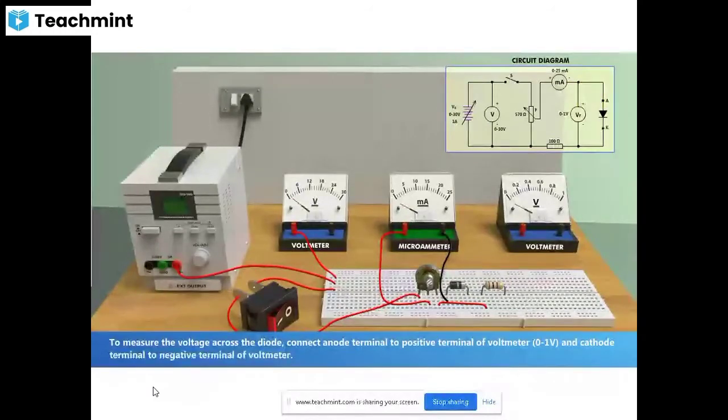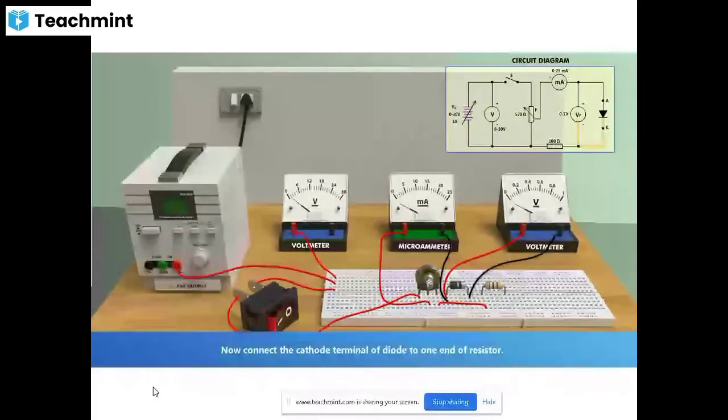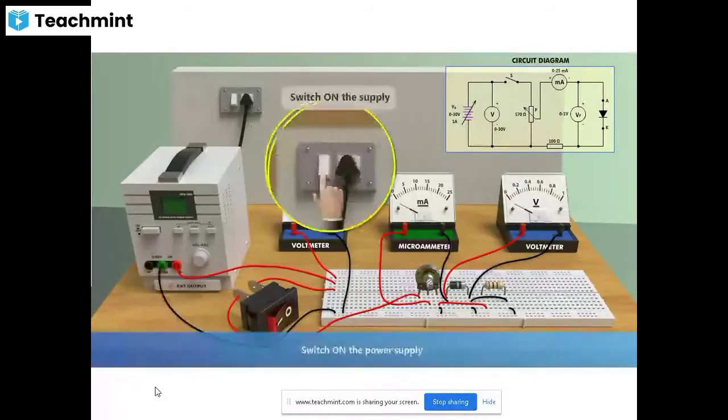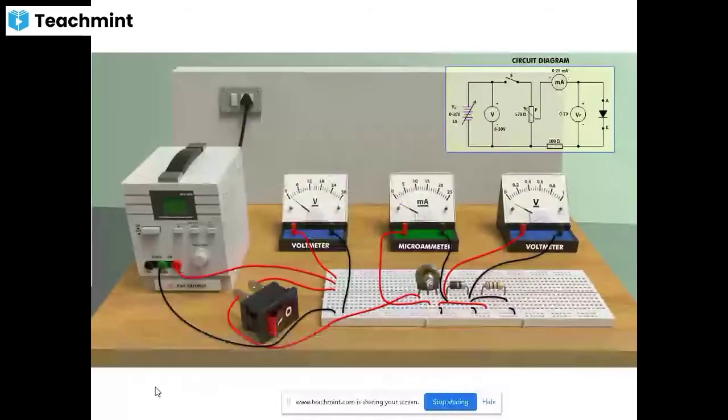To measure the voltage across the diode, connect the anode terminal to the positive terminal of the voltmeter 0 to 1 volt and the cathode terminal to the negative terminal of the voltmeter. Now connect the cathode terminal of the diode to one end of the resistor. Connect the other end of the resistor to the voltmeter negative terminal. Now make all the ground connections and connect the common ground to the negative terminal of the power supply. Switch on the power supply.